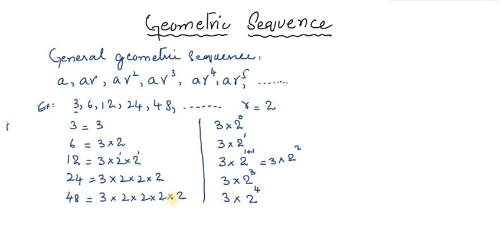The next term will be 3 multiplied by 2 to the power 5, then 3 multiplied by 2 to the power 6 and so on. So by this we know the general term, the nth term, we can write. This is the first term, second term, third term, fourth term, fifth term.